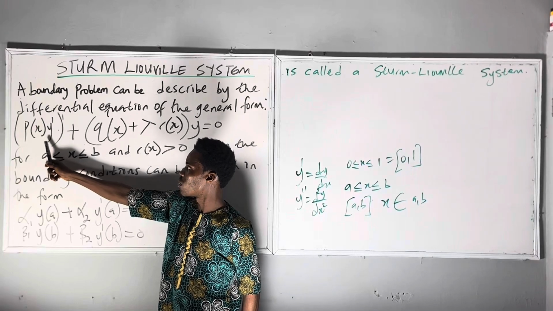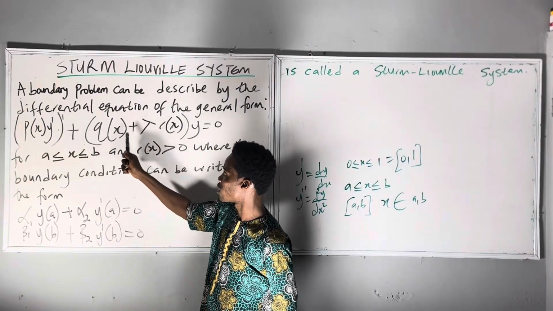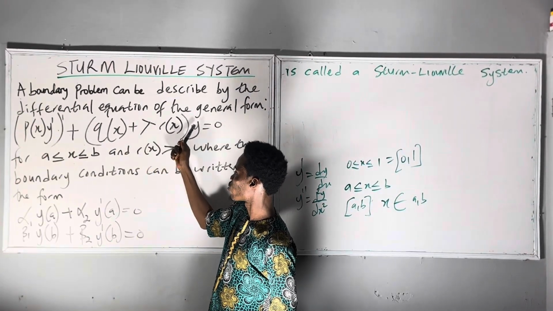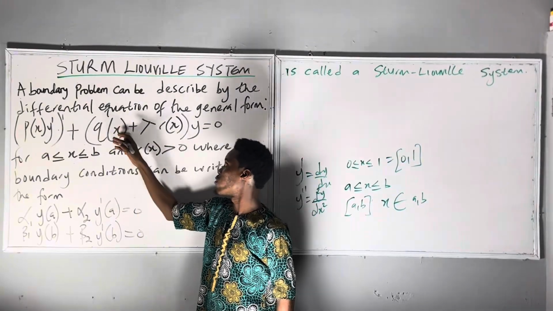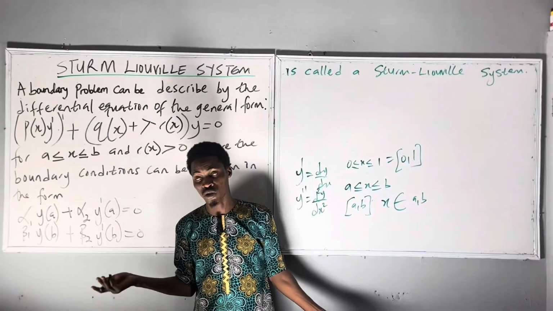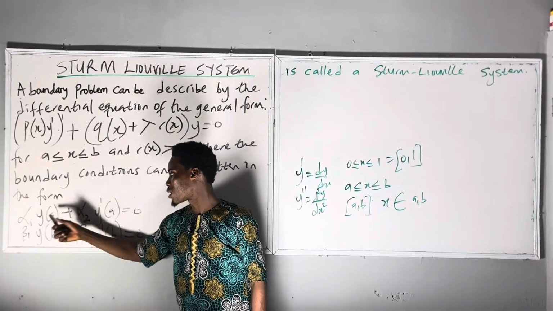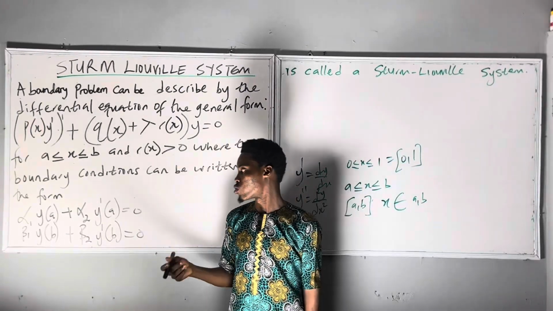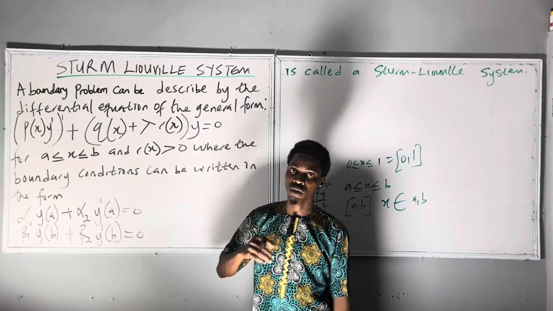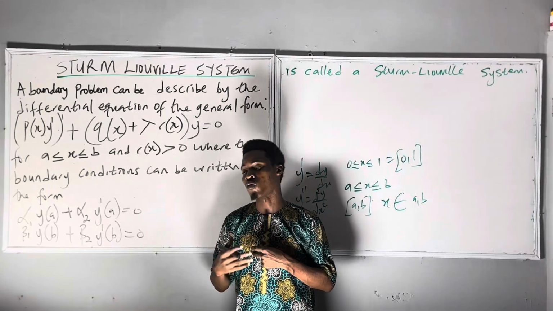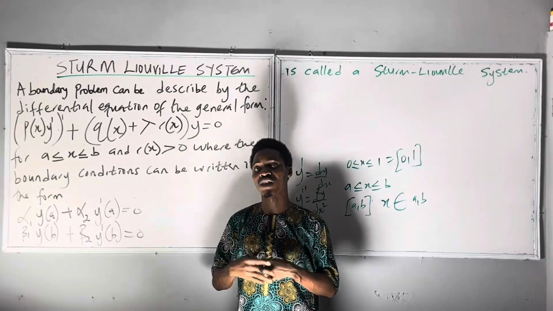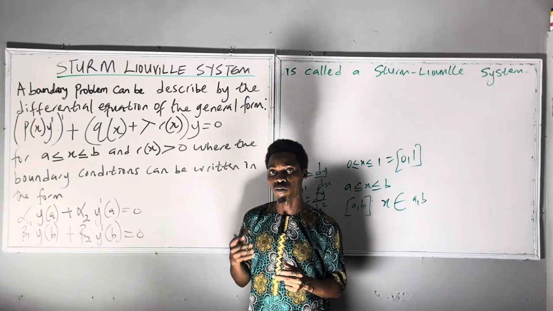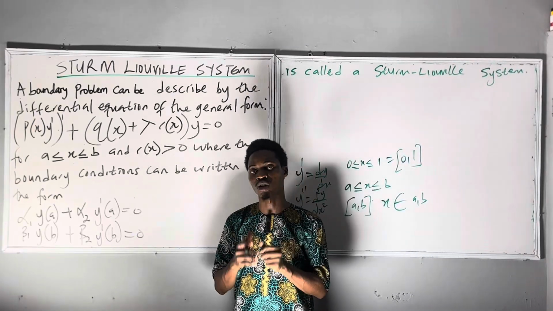What do we have here? (p(x) y')' + [q(x) + lambda r(x)] y. Our p(x), q(x), and r(x) are continuous functions, and alpha 1, alpha 2, beta 1, beta 2 are real constants. When we talk about a boundary condition, it means that when we have an equation, we are given some conditions for the problem.